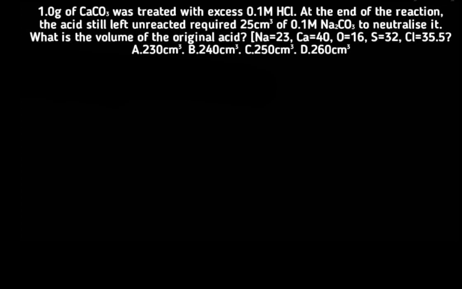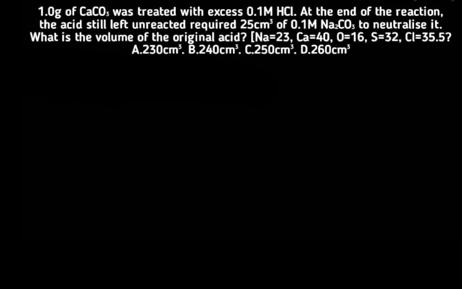For this video, I'm going to show you how to solve this stoichiometry question. 1 gram of calcium trioxocarbonate(IV), that's CaCO3, was treated with excess 0.1 molar concentration of HCl. At the end of the reaction, the acid still left unreacted required 25 cm³ of 0.1 molar concentration sodium trioxocarbonate(IV) to neutralize it. What is the volume of the original acid?